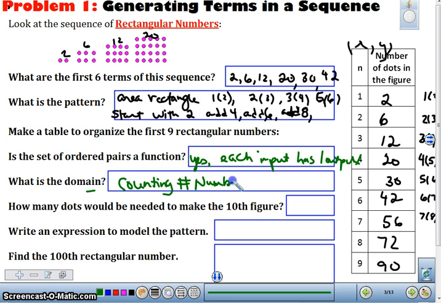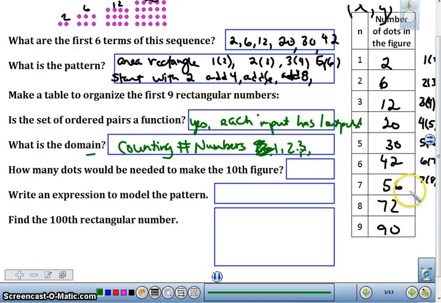Starting at 1, 2, 3. How many dots would be needed to make the 10th figure? So again, we could continue our pattern, noticing that each time we were adding, here we added on 18. So to get our next one, we're going to have to add on 20. 90 plus 20 gives us 110 dots. That's one way to look at it.